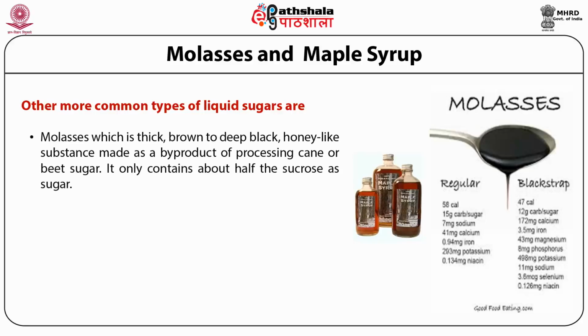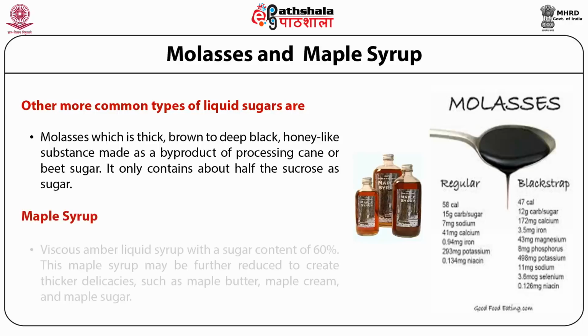Molasses is a thick, brown to deep black, honey-like substance made as a byproduct of the processing of cane and beetroot sugars. It only contains about half of the sucrose as compared to regular sugar. So its uses are more versatile, and it brings many distinctive characteristics to the products where it is used.